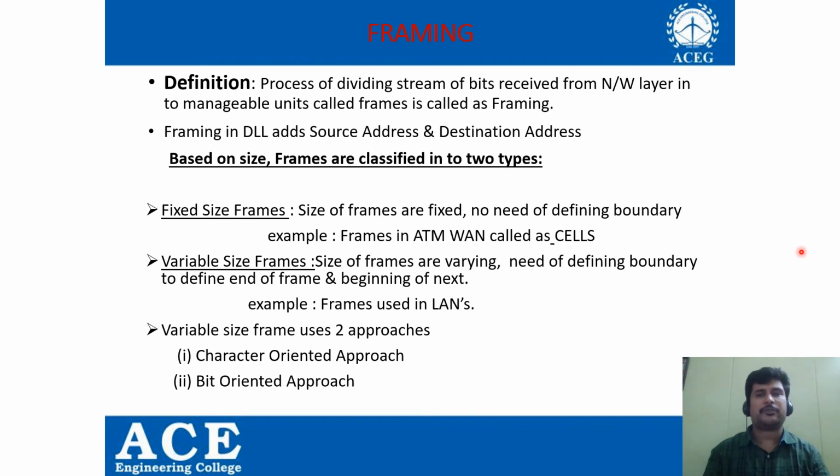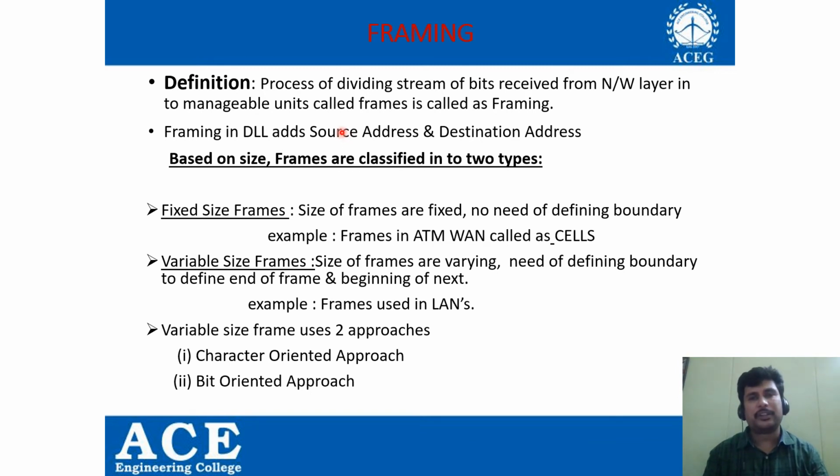The next topic which we are going to talk about is called framing, which is one more important function performed by the data link layer. We know that the data link layer lies between the network layer and the physical layer. What the data link layer does is receive the data from the network layer and convert that data into manageable units called frames.